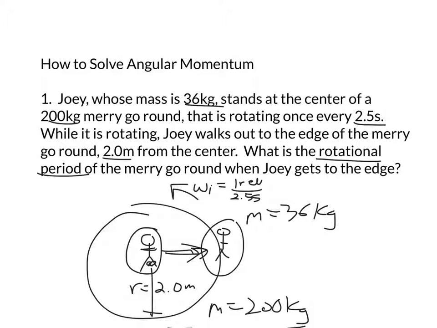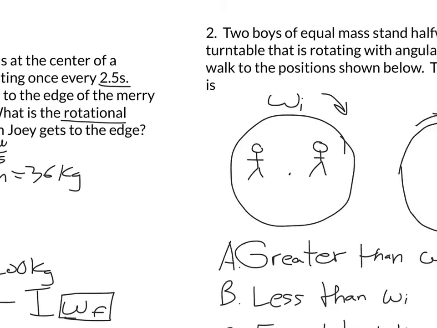And so with a bigger moment of inertia, we have to have a smaller angular velocity by conservation of momentum. All right, good problem. On we go.